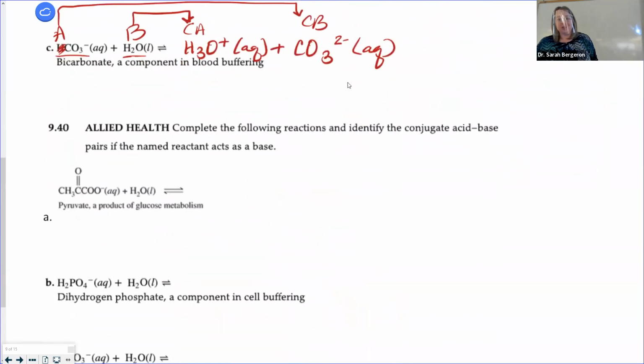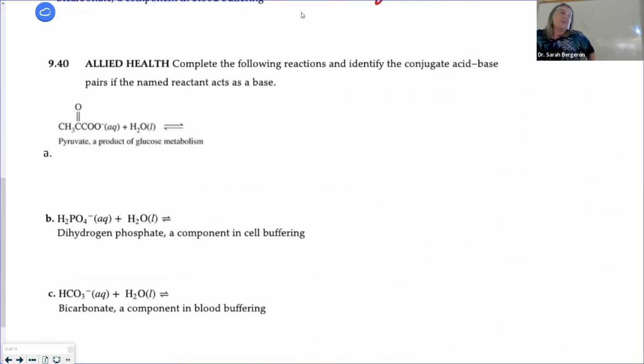Okay. So now we're going to combine everything that we've done so far into some chemical equations. Complete the reaction and identify conjugate acid and base pairs if the named reactant acts as a base. What does a base do? Accept or donate hydrogens? Okay, so I always like to write that. If I were taking the exam, I would actually write that on my exam. That way, you don't have to just think about it, it's there.